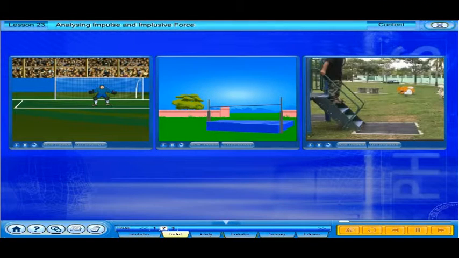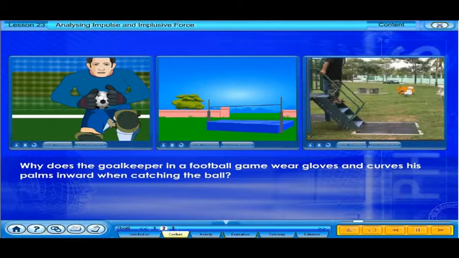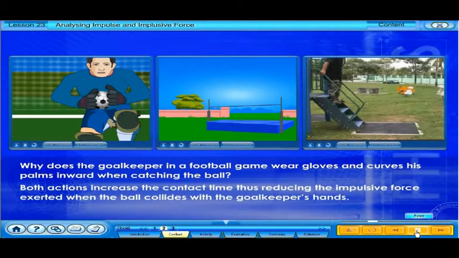There are many situations in which we try to minimize impulsive force. Why does the goalkeeper in a football game wear gloves and curve his palms inward when catching the ball? Both actions increase the contact time, thus reducing the impulsive force exerted when the ball collides with the goalkeeper's hands.